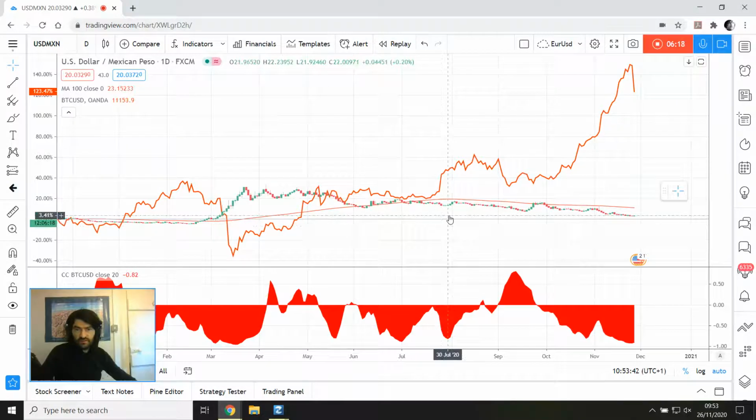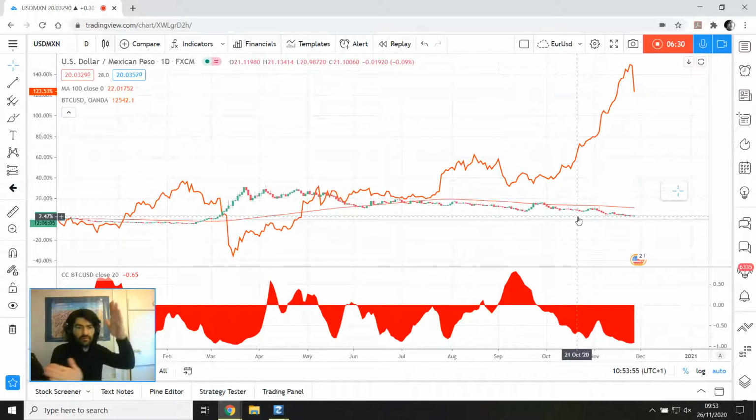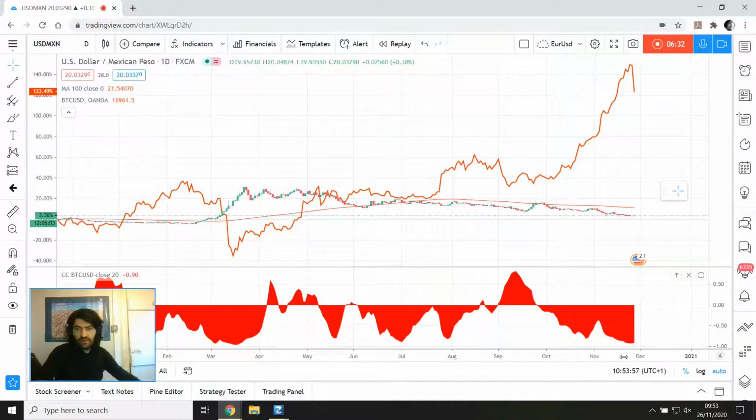It's not always been the case, as you can see. Sometimes they've moved together in tandem, like here, for example, back in September, and then diverged again from there on, so going their separate paths. So essentially, if this continues for a little while, we're basically almost down to -1. I can continue selling BTC, Bitcoin, and buying Mexican peso.